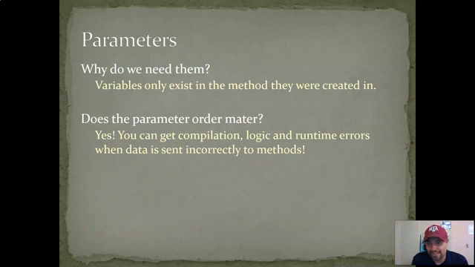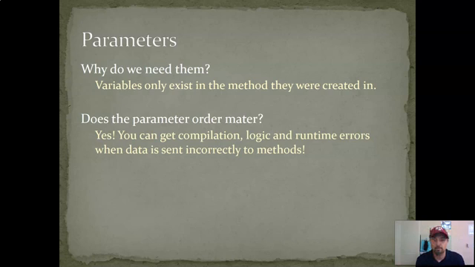Parameters. Do we need them? Variables only exist in the method they were created. So you do need them. So if you create stuff in main, you've gathered them from the user, down in some other method, a different portion of your code, the variables will not exist down there. So you do need the parameters. You need a way to pass that data from your main method or some other method to a secondary method. And how you do that is through the parameter list.